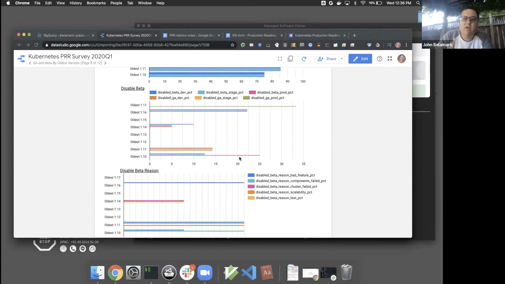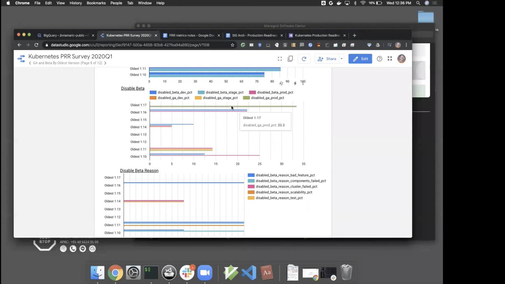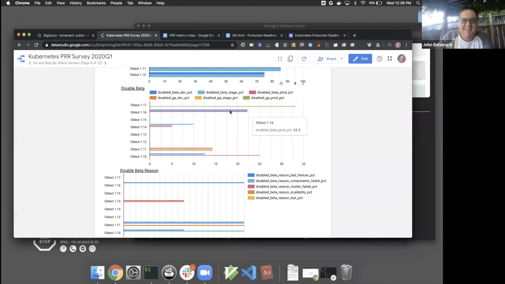For those who have disabled a beta feature, or prod or GA feature, interestingly, disabled GA and prod is people running their oldest is 1.17. I'm surprised we have anybody running. Maybe that's 1.16. No, it probably wouldn't show up even. I think we can click on it and see. Oldest 1.17. There's actually somebody running oldest 1.17. That lucky person. Yeah, exactly. Who the hell is that?